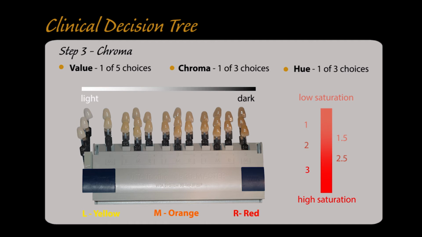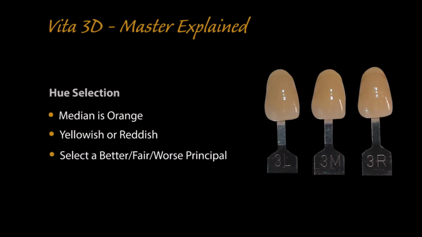As you look back to the shade guide, you'll see that from the top of the shade guide going down, no matter what shade tab you pick, you are going down or intensifying the chroma the further down the shade guide that you go. Now the next element I'd like to break down a little more would be the hue selection. So again, the median or orangish hue would be the M hue. The yellowish hue is the L hue, and the R is the red hue.